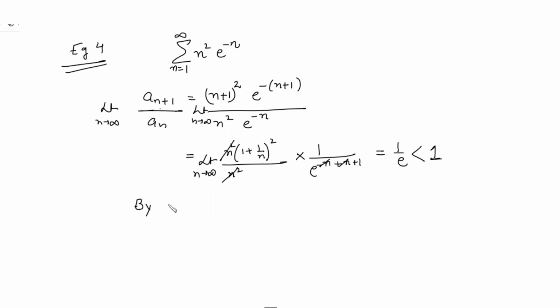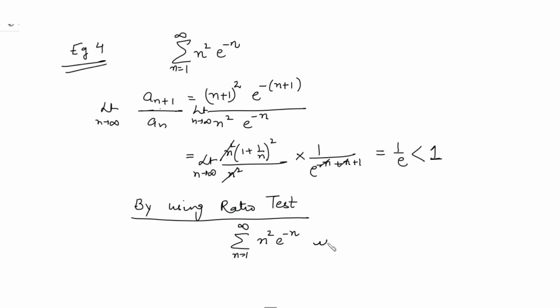So by using the ratio test, what will we have? The given series, which is n square e to the power minus n, is convergent. Why is this convergent? Because the limit of the ratio of the (n+1)th and nth term is strictly less than 1. Whenever this limit is strictly less than 1, by the ratio test the given series is convergent.